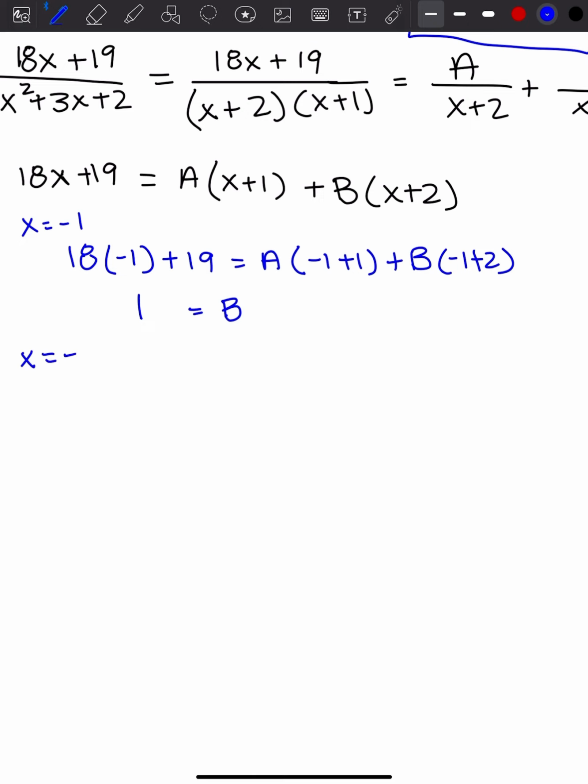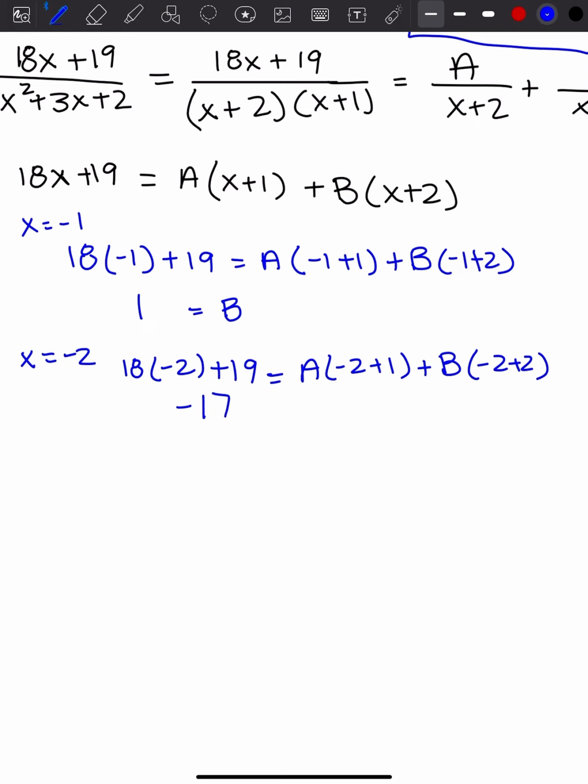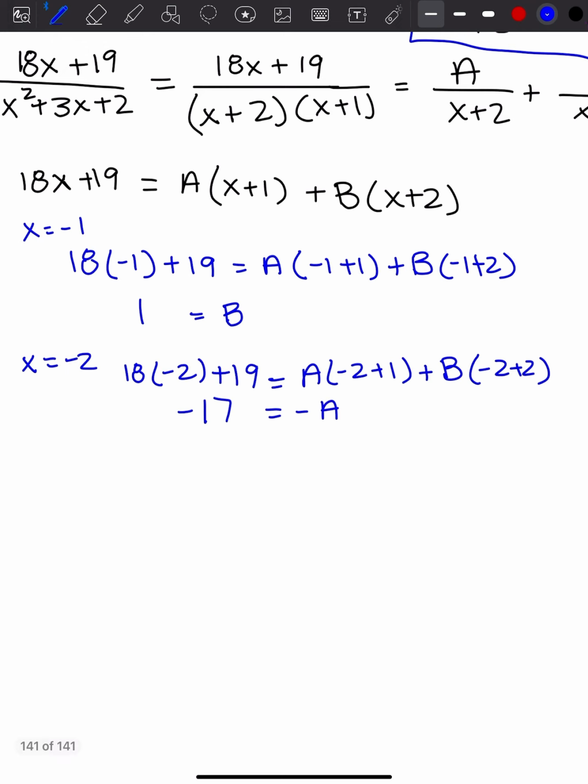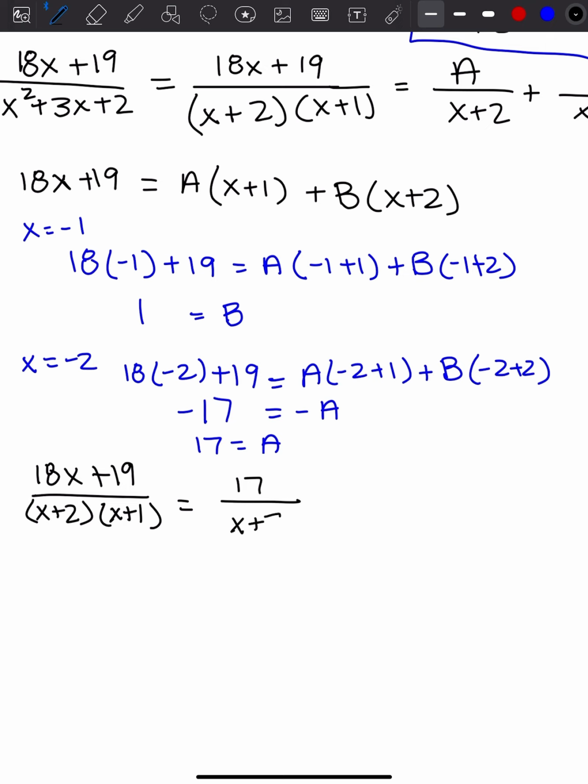And then we're going to do x is equal to -2. So 18 times -2 plus 19, equals A times -2 plus 1 plus B times -2 plus 2. 18 times -2 plus 19 is going to give us -17. -2 plus 1 is going to give us -1, so we have -A. -2 plus 2 is 0, so B goes away completely. So looking at this, 17 is going to be equal to A. So what we know is that 18x plus 19 over x plus 2 times x plus 1 is equal to 17 over x plus 2 plus 1 over x plus 1.